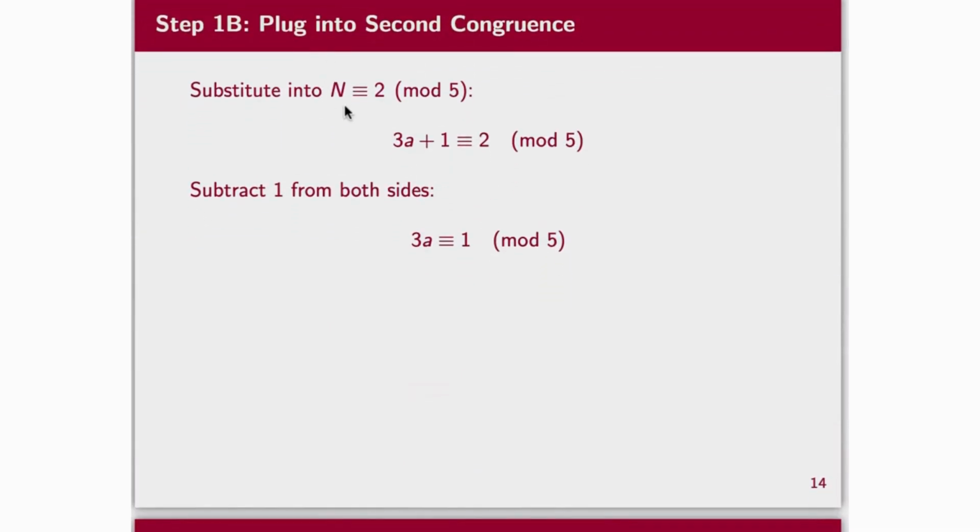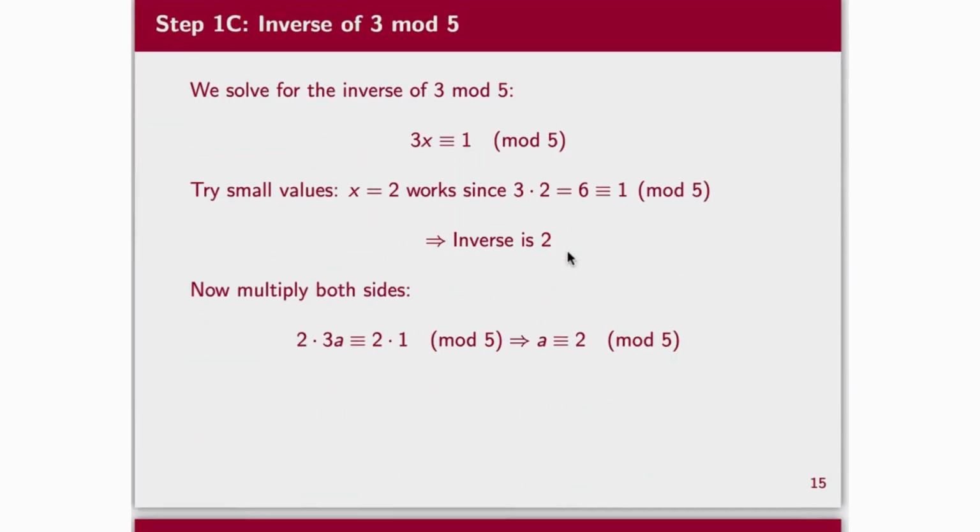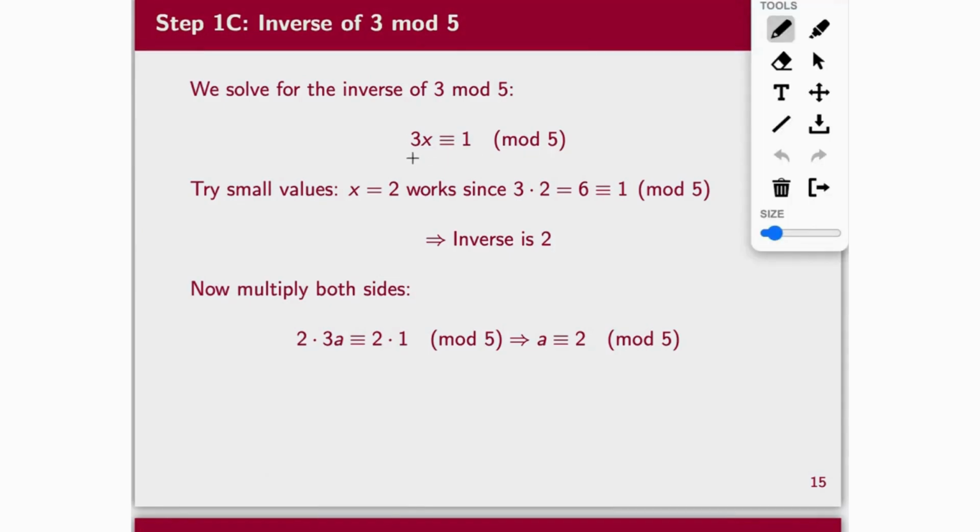So substitute n into the second congruence. So 3a plus 1 is congruent to 2 mod 5, because again, 2 mod 5 is our second condition, and we're trying to make them equal. So subtract 1 from both sides, as we've gone over. Then we solve for the inverse of 3 mod 5, because we don't want a coefficient there, we just want a. Or in our case, right now I'm using x, as it's a more familiar letter.